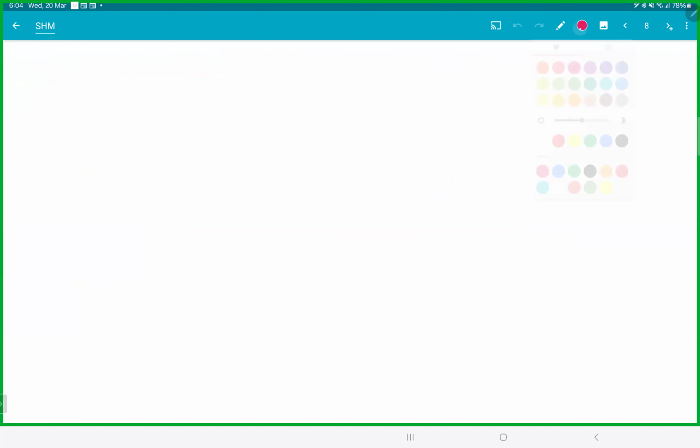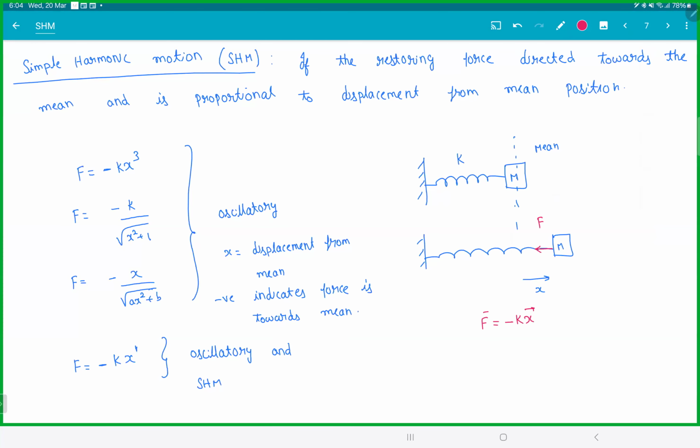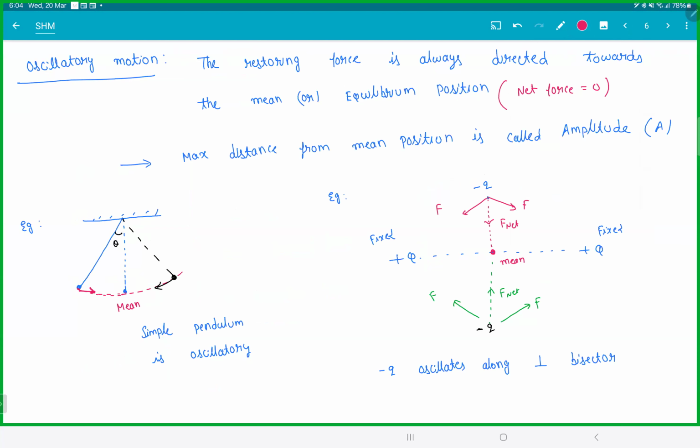Let me give you an example. An oscillatory motion need not be periodic because, look at the definition. Did I ever say the motion should repeat itself after a fixed time interval here? You can repeat, but there is no condition as such. The only condition is you need to have a restoring force towards the mean position. Then oscillatory motion need not be periodic.